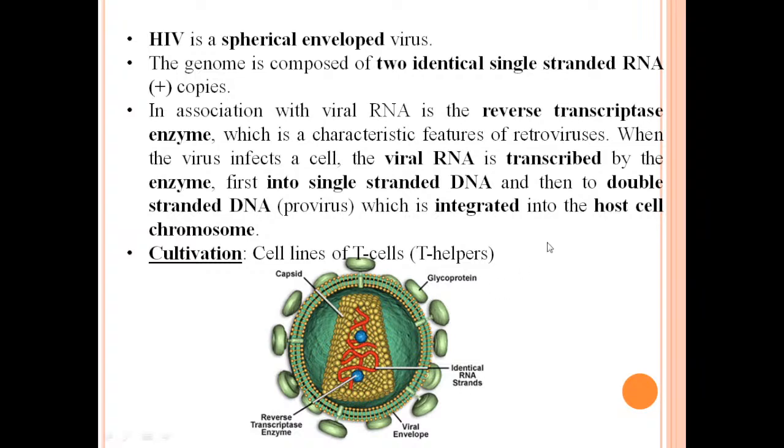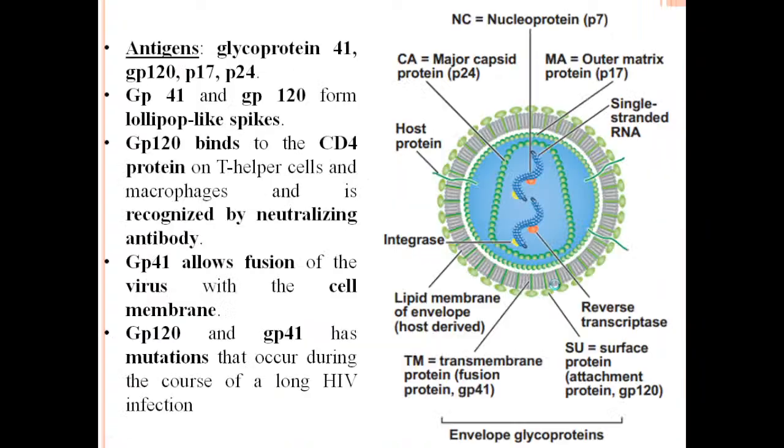This virus may be cultivated in cell lines of T cells, T helpers. What are antigens of HIV virus? These are glycoprotein 41, then glycoprotein 141, this one. Glycoprotein 120 is here. P17 or protein 17 is here. And P24 is here.